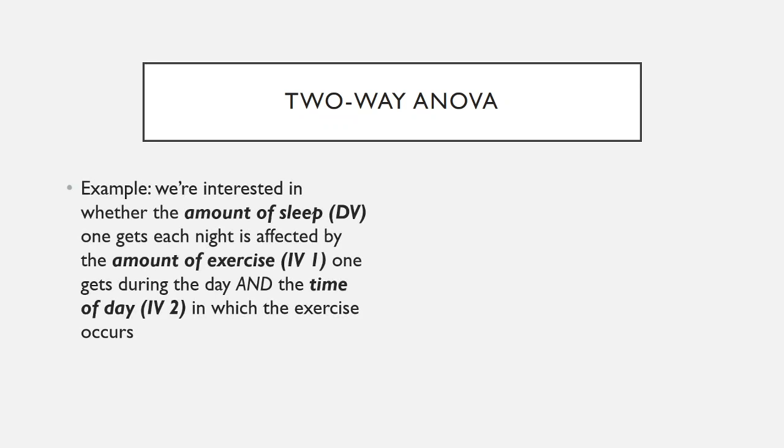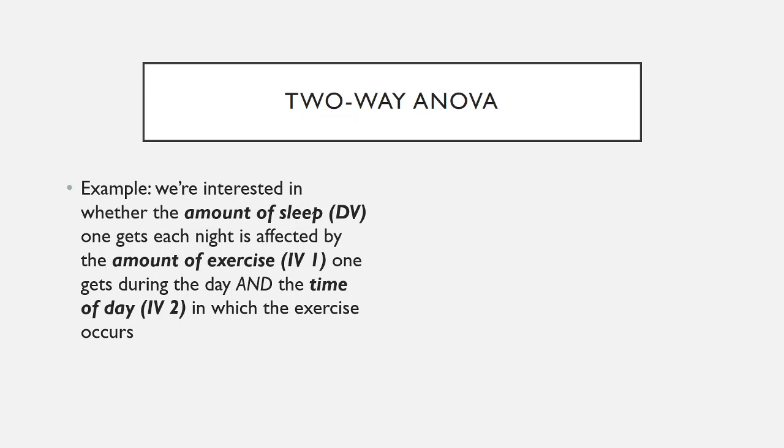So the example I'll use, let's say we're interested in whether the amount of sleep one gets each night is affected by the amount of exercise and the time of day in which the exercise occurs. So as always, make sure that you're thinking through why this research question applies to the analysis that we're currently learning. Right? You've got your two IVs, amount of exercise, that's going to have the two levels within it, and the time of day, which will separately have the various levels and conditions within it. So those are categorical IVs.